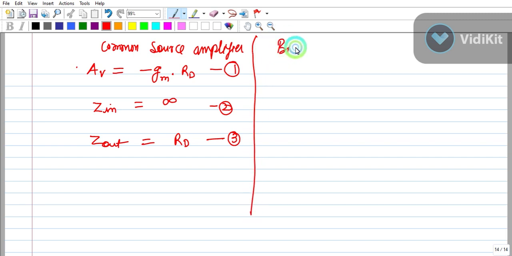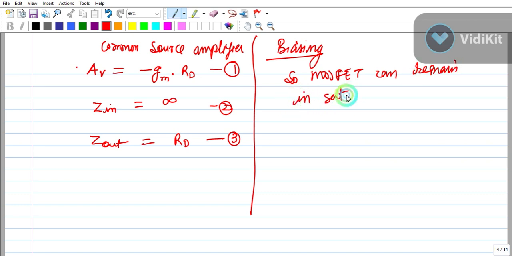And we have seen biasing. So why do we use biasing? So that the MOSFET can remain in the saturation region. That's why we do the biasing, and for that biasing we give the DC voltage.